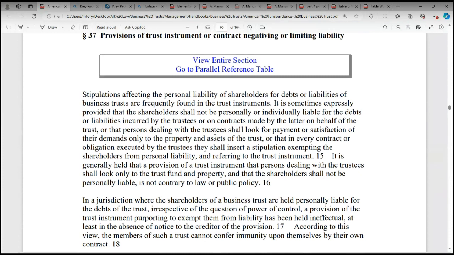Stipulations affecting the personal liability of shareholders for debts or liabilities of business trusts are frequently found in the trust instrument. It is sometimes expressly provided that the shareholders shall not be personally or individually liable for the debts or liabilities incurred by the trustees or on contracts made by the latter on behalf of the trust, or that persons dealing with the trustees shall look for payment or satisfaction of their demands only to the property and assets of the trust, or that in every contract or obligation executed by the trustees they shall insert a stipulation exempting the shareholders from personal liability and referring to the trust instrument. So these are all great things right here. That should be a given.